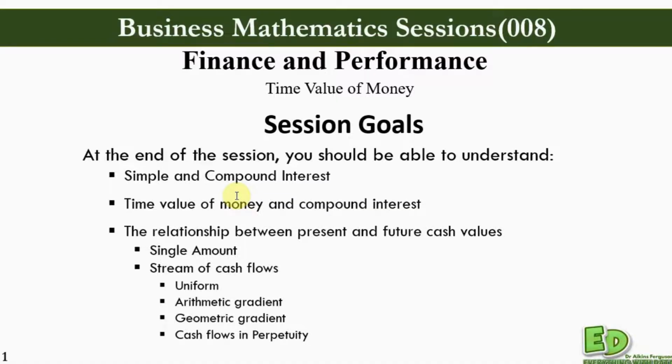In today's session, we are going to explore one of the most important concepts in the time value of money. At the end of this session, we should be able to get the concept of simple and compound interest, the time value of money and compound interest, the relationship between present and future cash values, single amounts, streams of cash flow, where we have the types of cash flow: a uniform cash flow, arithmetic gradient cash flow, geometric gradient cash flow, and cash flows in perpetuity.